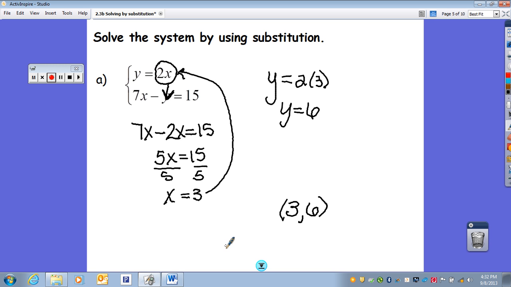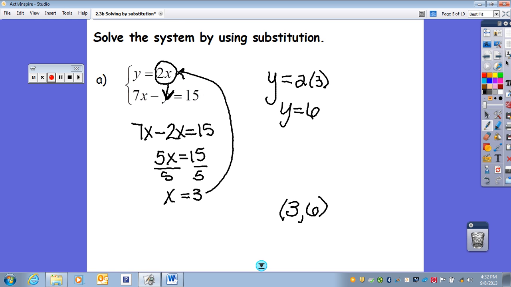But instead of graphing, we can solve algebraically by using substitution. We can check our answer by plugging the 3 into this equation. 7 times 3 is 21, and 21 minus y, the value 6, is equal to 15. That is the solution to our system.